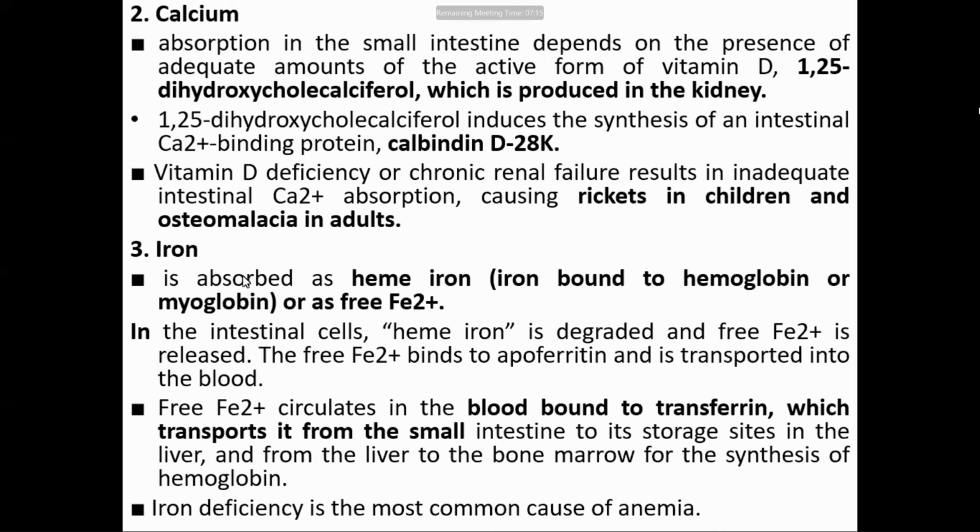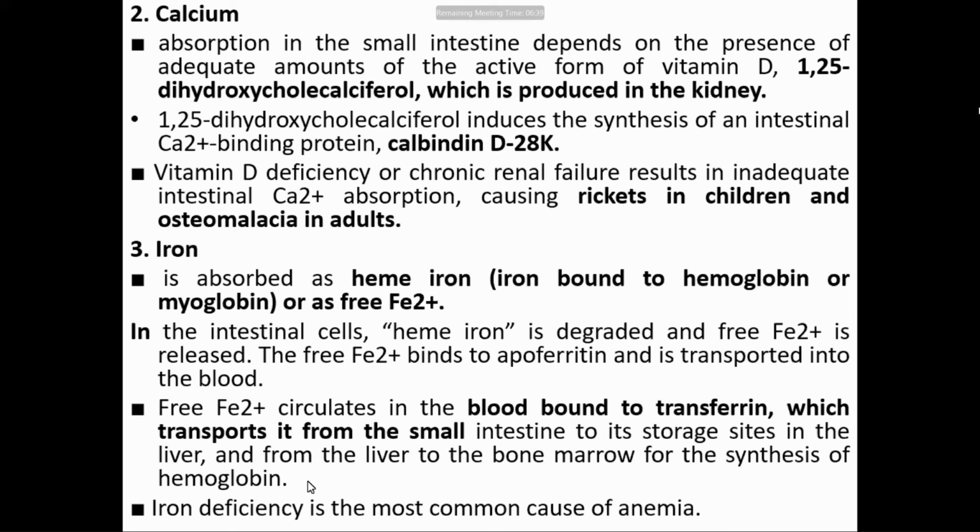Iron is absorbed as heme iron. In the intestinal cells, it is degraded to free iron, Fe2+. This Fe2+ is bound to transferrin and circulates in the form of transferrin. It binds to the apoferritin and is taken inside the cell. Then in the blood, it is transferred through the transferrin.